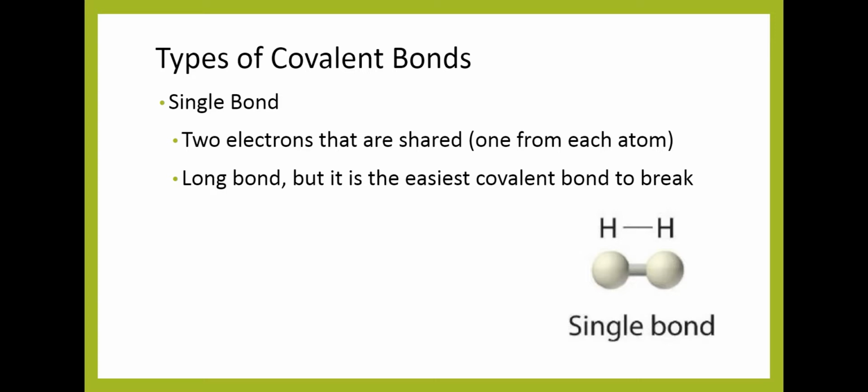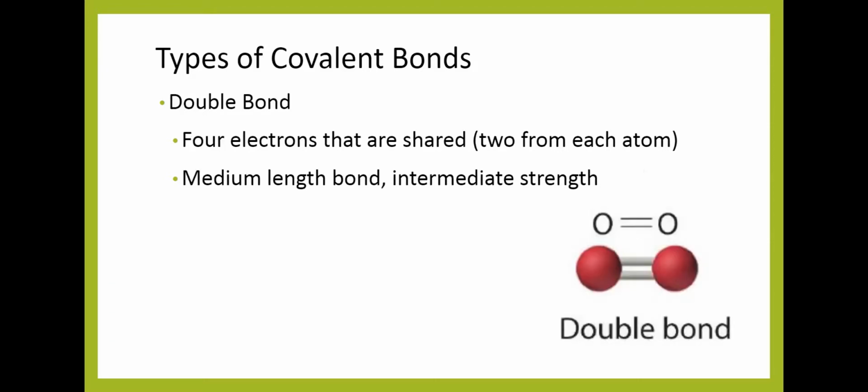This is when two electrons are shared, usually one from each atom. This is the longest type of covalent bond, but it's the easiest to break because it's the weakest. Down in the bottom right-hand corner, I have a single bond shown between hydrogen atoms. This is one of those diatomic elements. Remember, Honkelbrif: hydrogen, oxygen, nitrogen, chlorine, bromine, iodine, and fluorine. Hydrogen will form a single bond with itself.